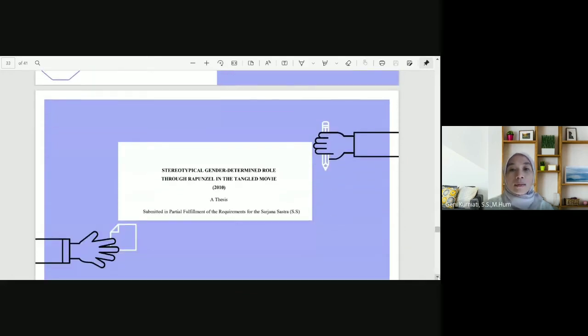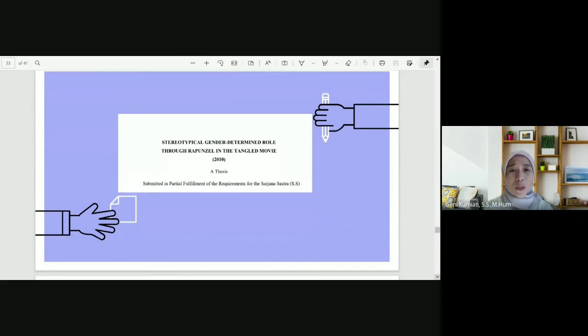Okay, there we go. This is one of the examples. The title is Stereotypical Gender Determined Role Through Rapunzel in the Tangled Movie. Here I can say that if this title is proposed, then I'll approve this. Why? Because stereotypical gender determined role, the issue is clear and specific. Instead of just mentioning gender issues in Rapunzel in the Tangled movie, if it's only gender issues, that's too general. Then you can be more specific.